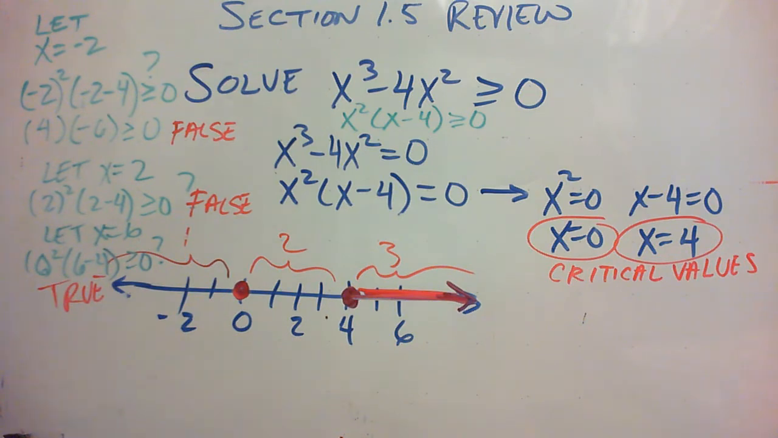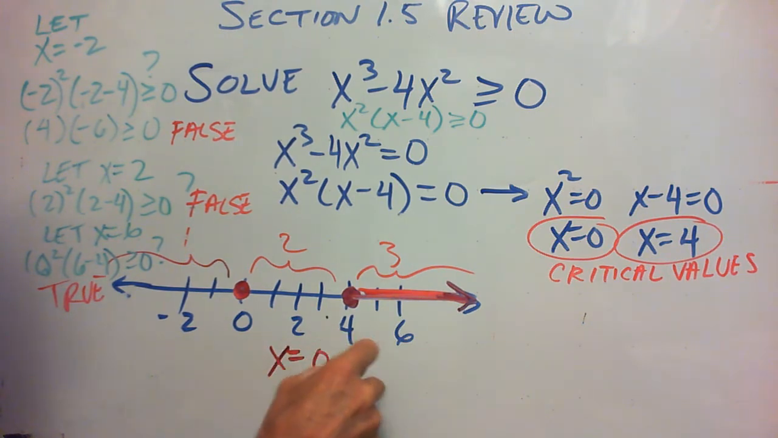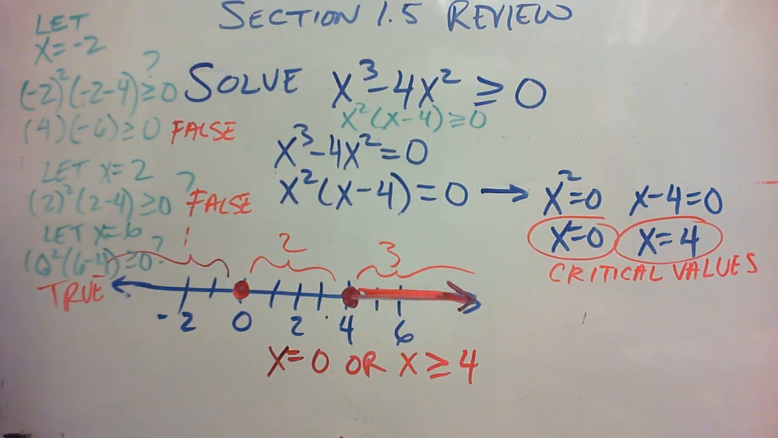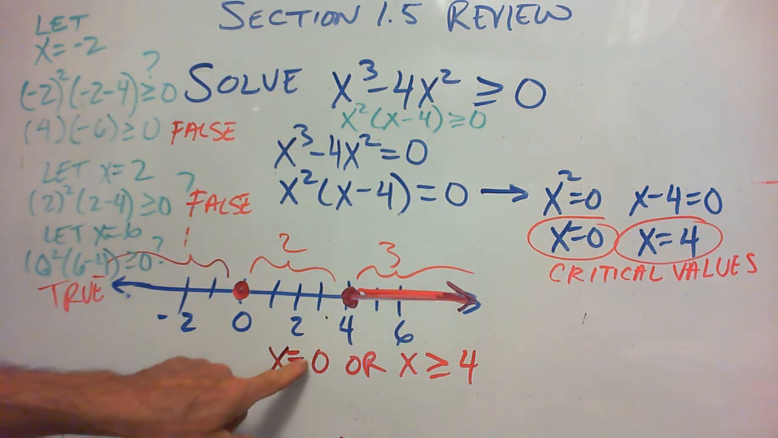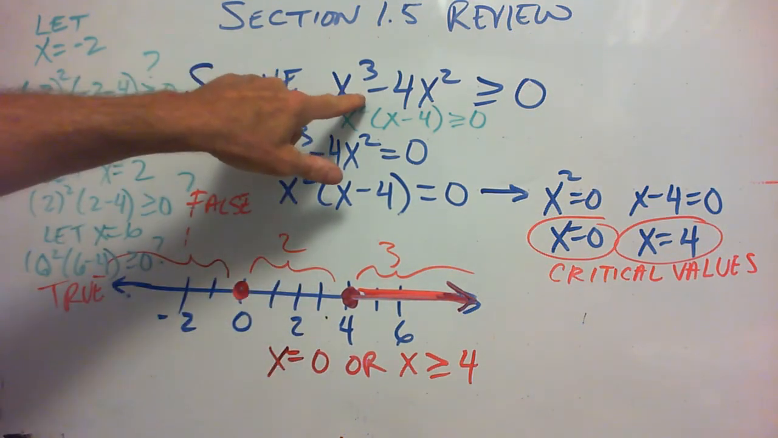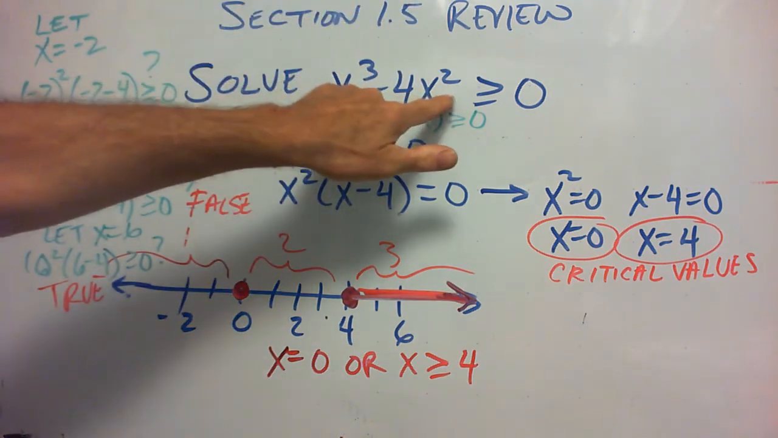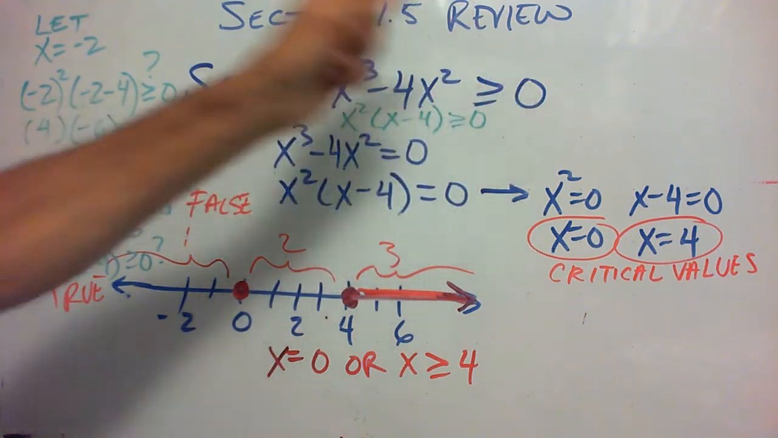Now this is kind of an odd solution because we got this lone point 0 and also x greater than or equal to 4. And that's what our answer is. x equals 0 or x is greater than or equal to 4. And we have to include the x equals 0 because 0 gives you 0 cubed minus 4 times 0, which is 0, which is greater than or equal to 0.